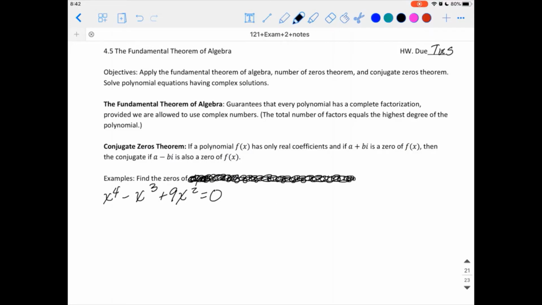So objectives, we're going to apply the fundamental theorem of algebra, the number of zeros theorem, and the conjugate zeros theorem, and solve polynomial equations having complex solutions.